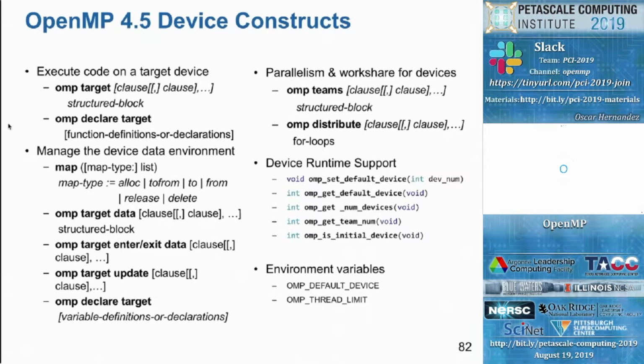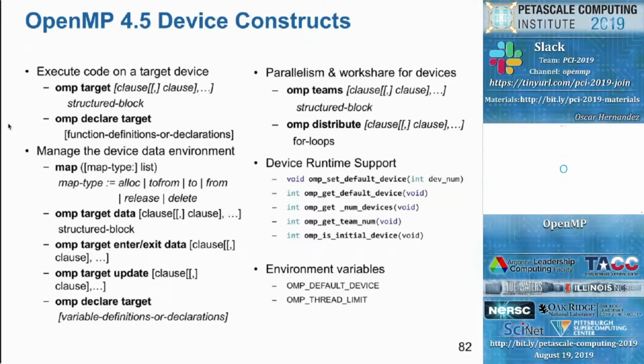This is a summary of what we have in OpenMP 4.5. I just want to make a note that we already have OpenMP 5.0 available that also supports Target, but the implementations are still catching up. As of today, most of the compilers that support Target support the OpenMP 4.5 specification, so that's why we're going to be focusing on that today.